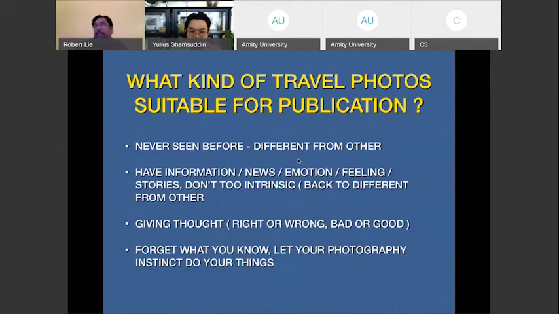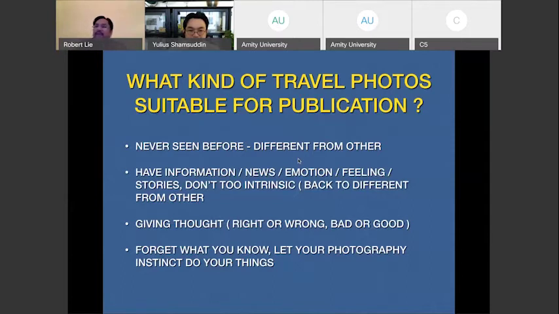How do you make a difference between your photo and other photos, maybe from the big names in photography, like Yamashita or Steve McCurry? First, make sure your photo is never seen before. I know it is really cliche, but it's much like that. Make sure your photo is never seen before.